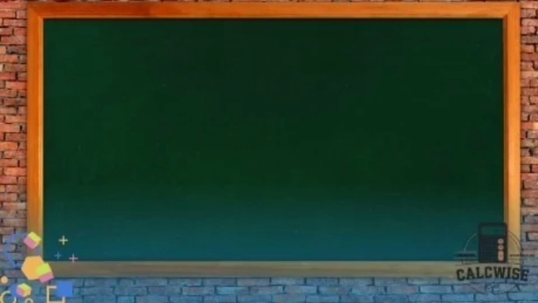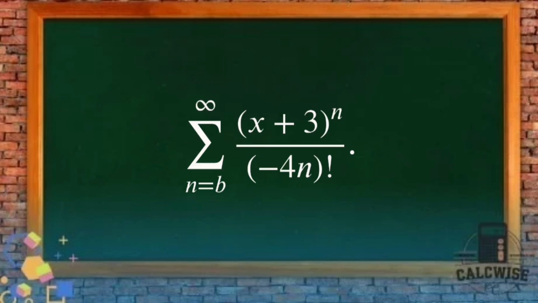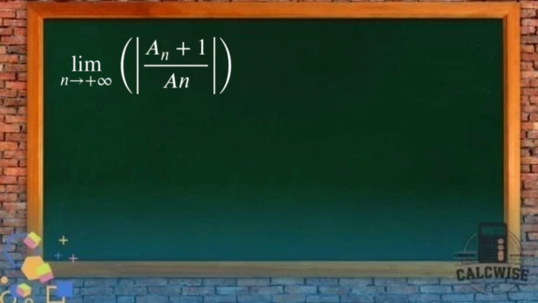For our first example, let's say we have a power series from n equals 0 to infinity of (x plus 3) raised to n all over (4n) factorial. So let's start with the ratio test. The limit as n goes to infinity of the absolute value of a sub n plus 1 all over a sub n. We need to see where it's less than 1, where the series converges.